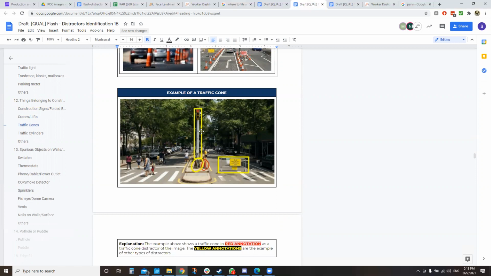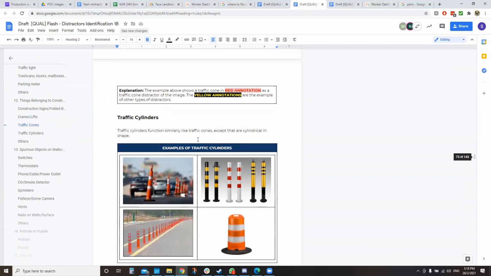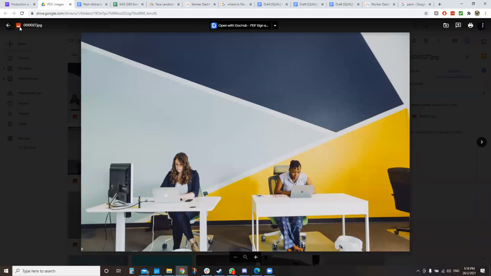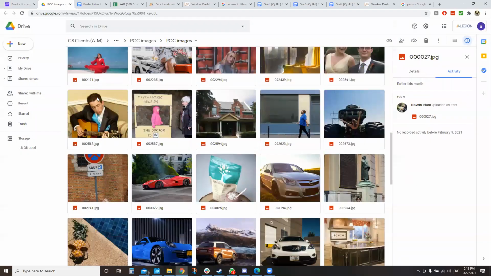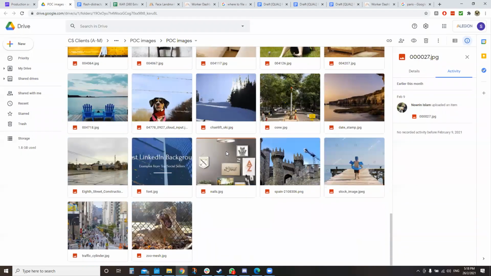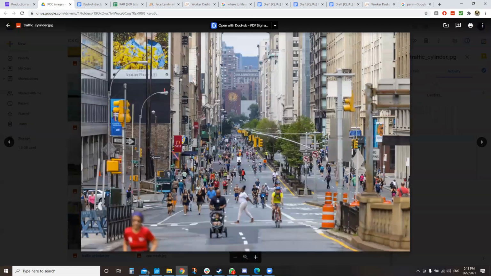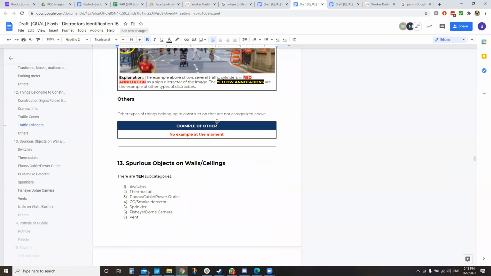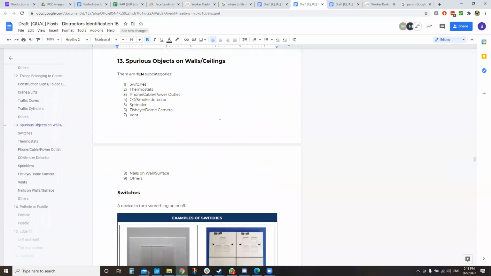This one, traffic light, the pole is bigger. It's not just a normal pole. Okay, this one, traffic cylinder. So this picture right here, these are all traffic cylinders. All right, and then others again don't have any other.